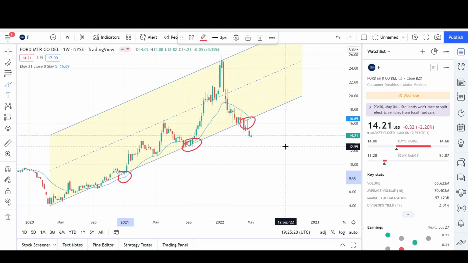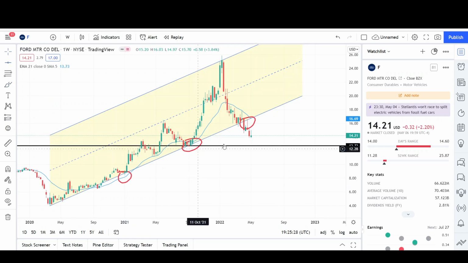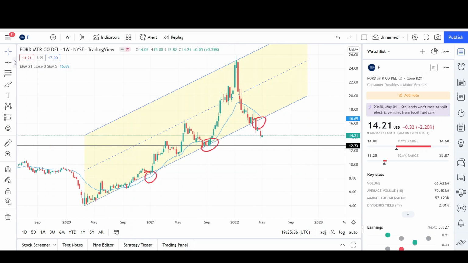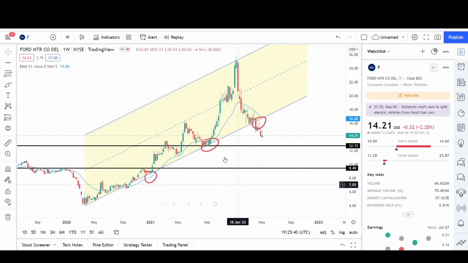So it looks like it's working to the prior support levels. Like I said, the first one in my eyes is right around that $12.60 level. So I think we're very close to that target. If we don't find any support there, Ford might drop down all the way to the $9.58 level. So that's definitely something to look to also if we don't find any support here.